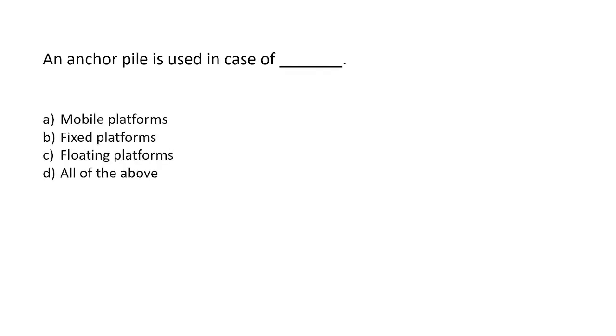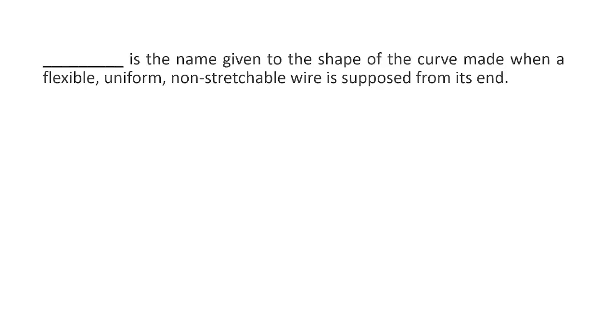So the question is, an anchor pile is used in case of mobile platform, fixed platform, floating platforms, or all of the above. B. Fixed platforms, correct. Next is, dash is the name given to the shape of the curve made when a flexible, uniform, non-stretchable wire is suspended from its ends. Catenary. Catenary, correct.